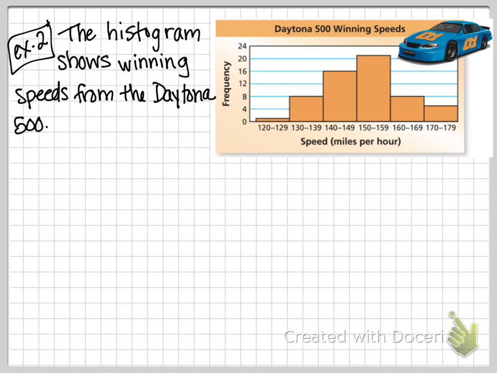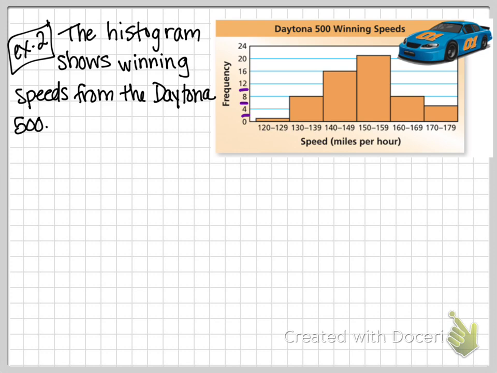Let's interpret a histogram. Here is a histogram showing the winning speeds from the Daytona 500. Okay, so it's a car race. So you can kind of see the data is distributed more closely between 140 to about 159. That's where the most winning speeds were, right? Always notice your frequency too. Over on this side, it's going up by 4s. So just always check that so that you make the right calculations.